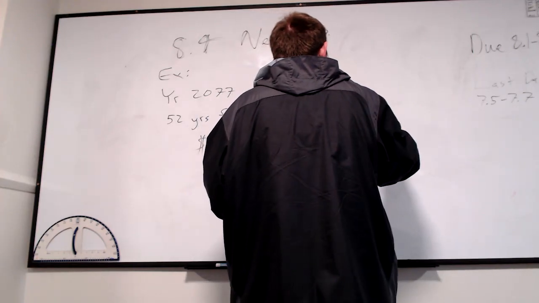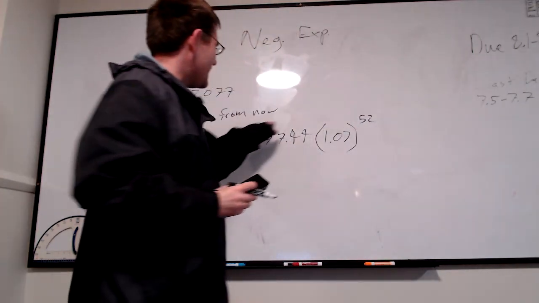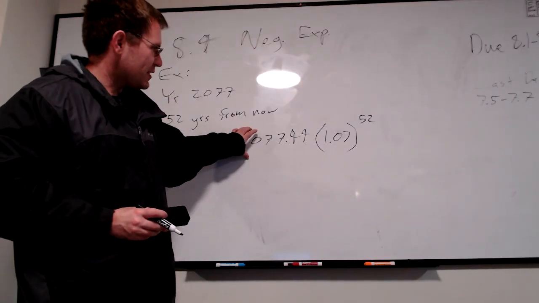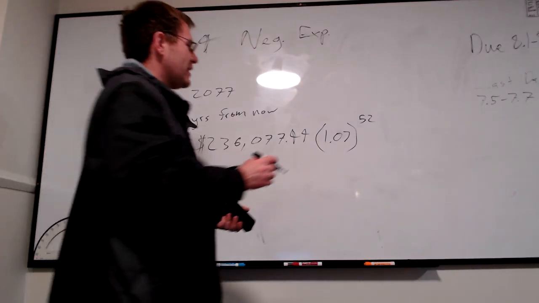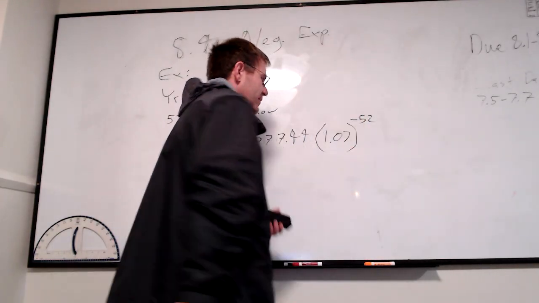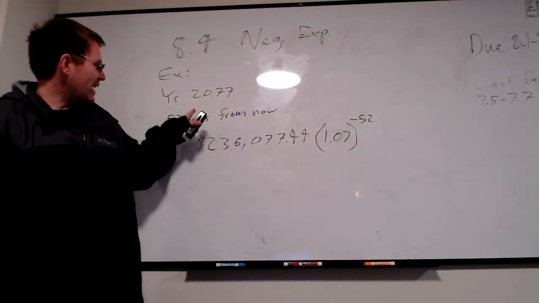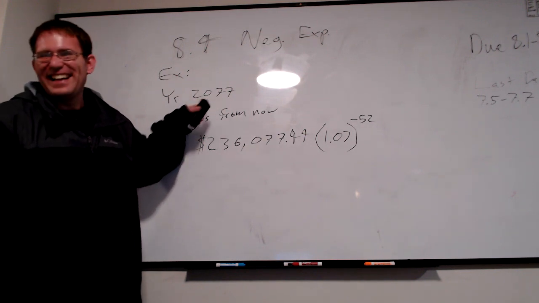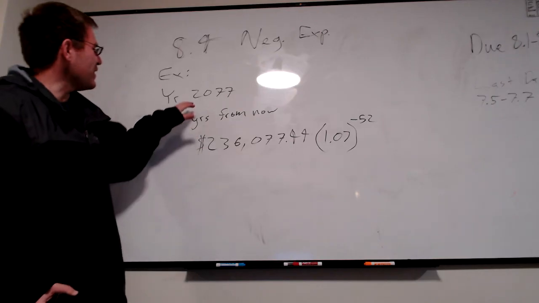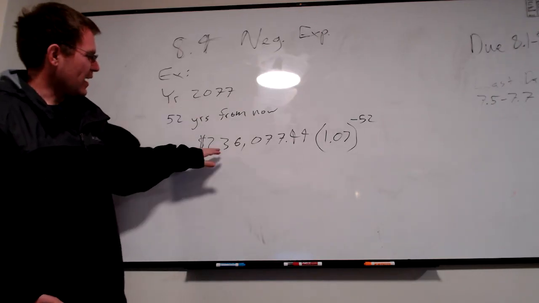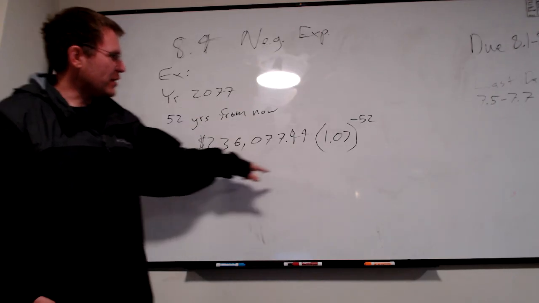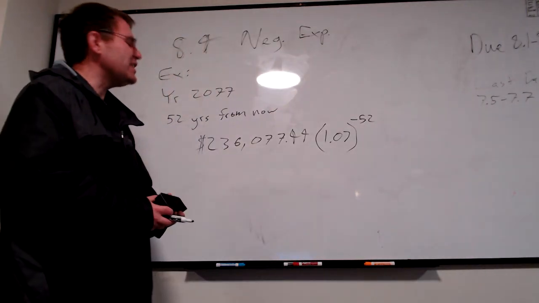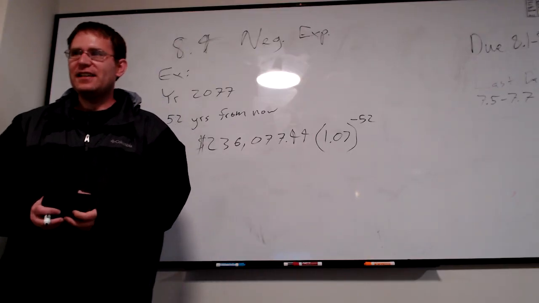So initially we went 52 years from whatever this initial amount was, right? If we're starting with this amount, what the negative exponent allows us to do is go back in time 52 years from today, because it's 2077. If it's 2077 and we have this much money, then going back 52 years, we'll end up with our initial amount that we invested in 2025.